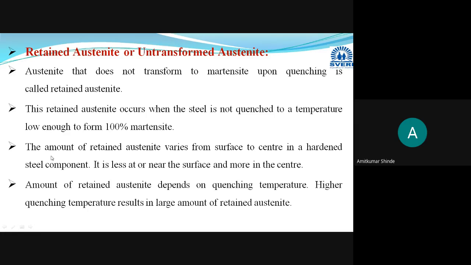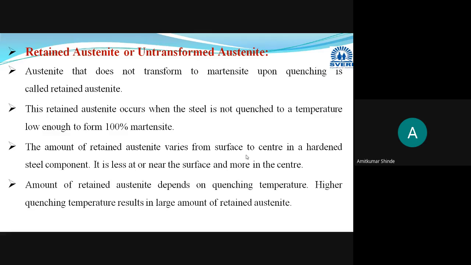Then the next is the amount of austenite that will be distributed, or retained austenite that will be present in a large amount near the center. Near the surface it will be very less, and at the center of that component it will be in a larger quantity. That is explained in this point: the amount of retained austenite will vary from center to the surface of the component.